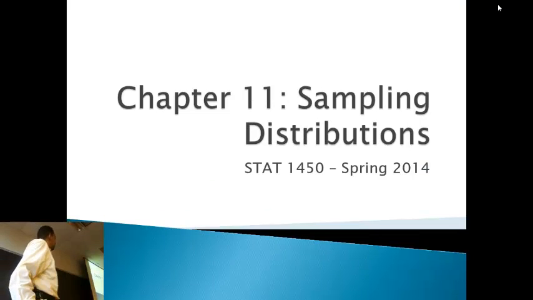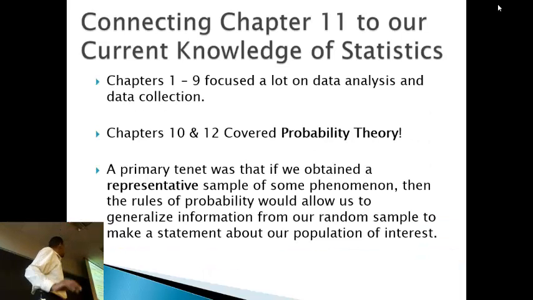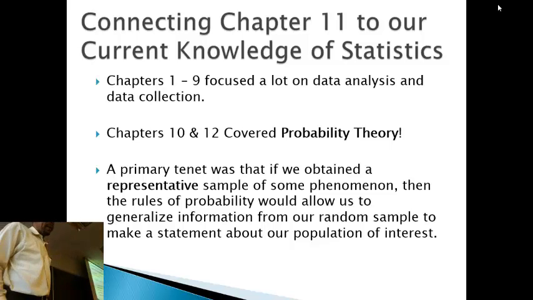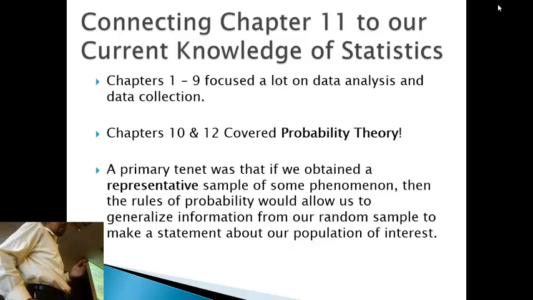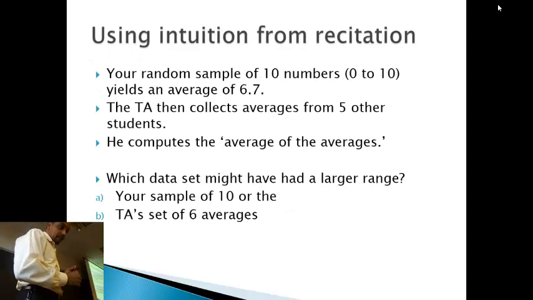Moving on, chapter 11. So, what's about chapter 11? Well, 1 through 9, we basically say, okay, well, data analysis, data collection. Then 10 and 12, probability theory. And now the whole idea is that maybe the sample should reflect the population. That's one of the big key ideas, and so statistics helps us out with that. So here we go.